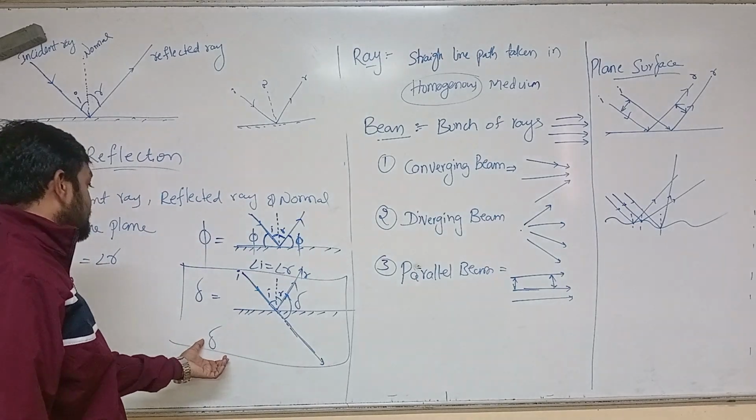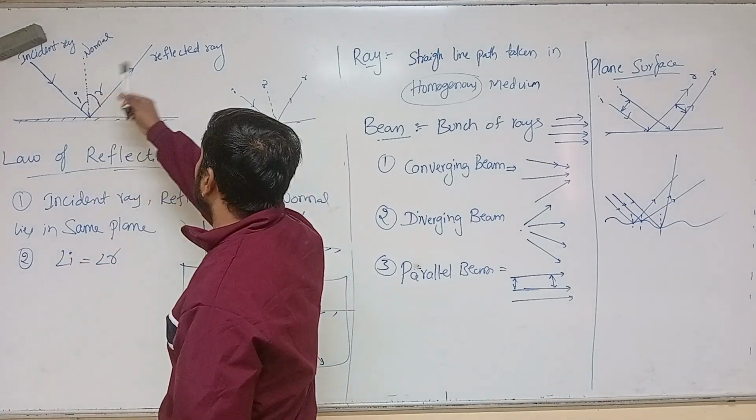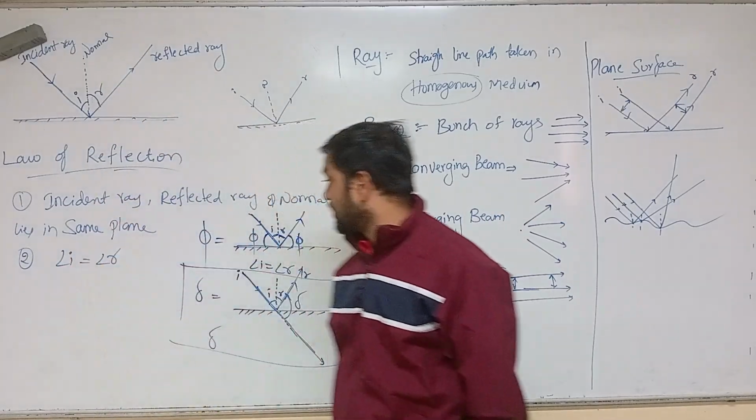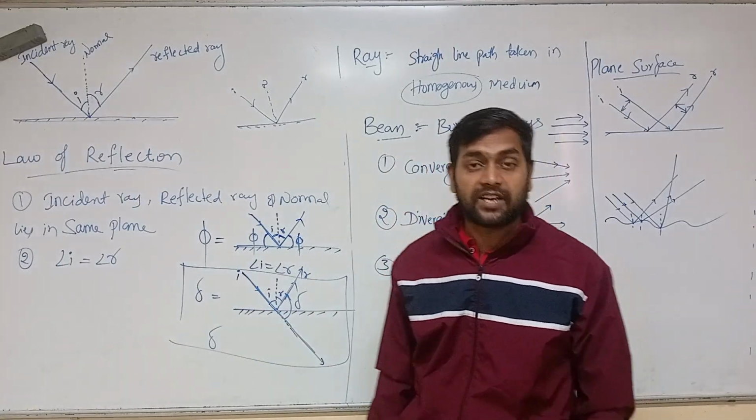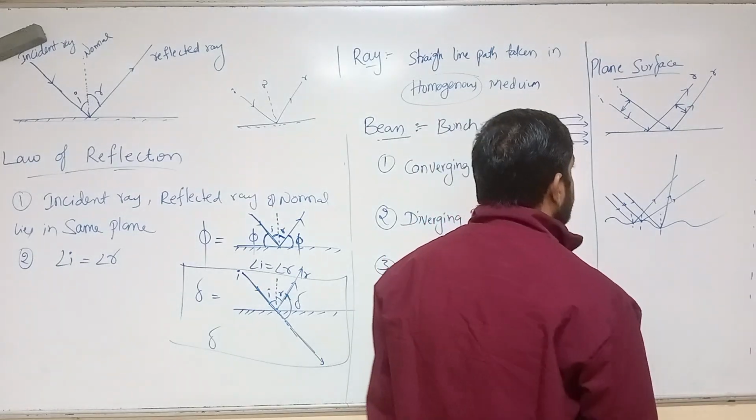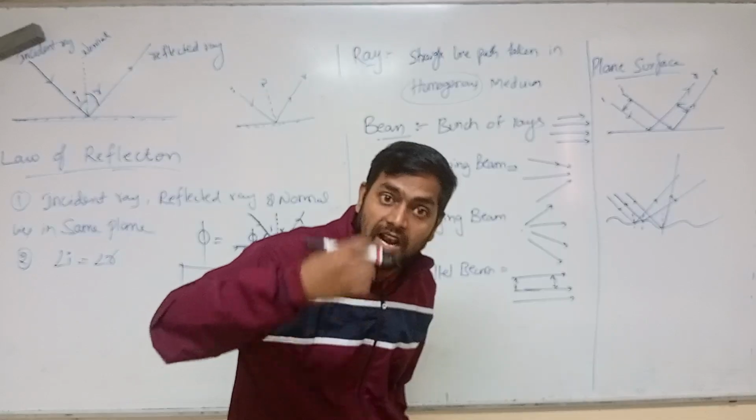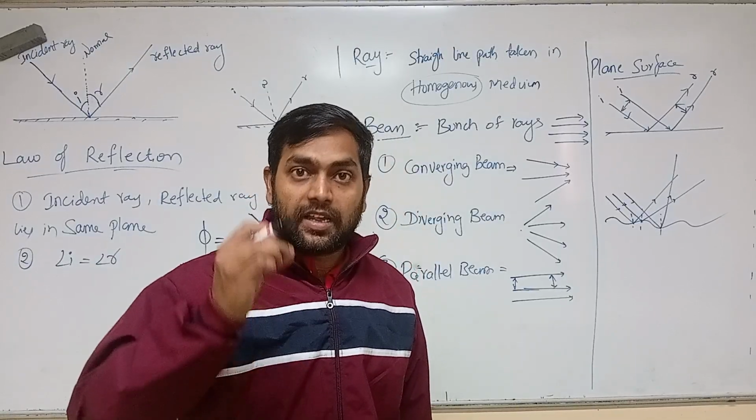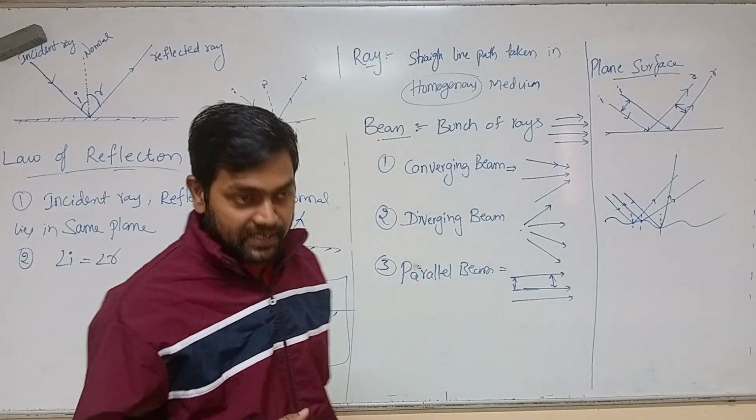So here we have discussed everything: the incident ray, normal, reflected ray, the laws of reflection, the glancing angle, and the deviation. Now we are going to discuss what a real image is, what a real object is, what a virtual image is, and what a virtual object is. We are going to discuss that now.